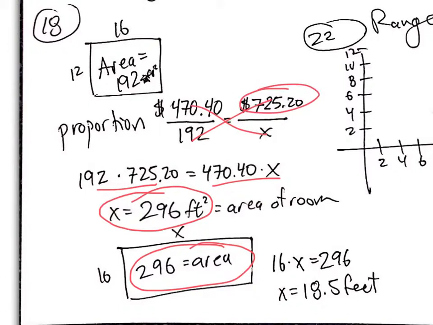The question then goes one step farther and asks, if the room is 16 feet wide, what is the length of the room? So we don't just find the area of the room. We say, if we know that one side is 16, what is the length of the other side? So I know that length times width is area, and I'm going to divide and end up with 18.5 feet.